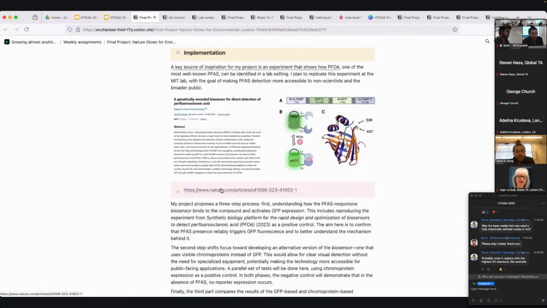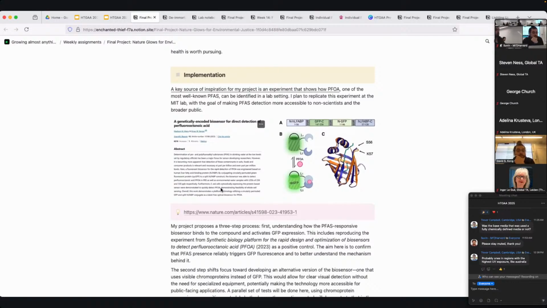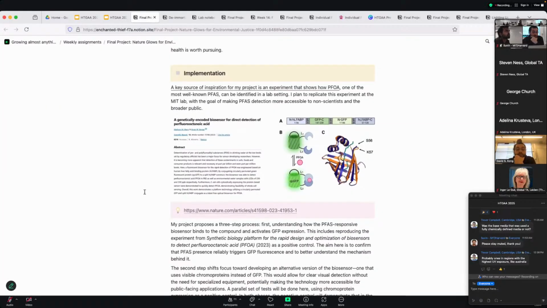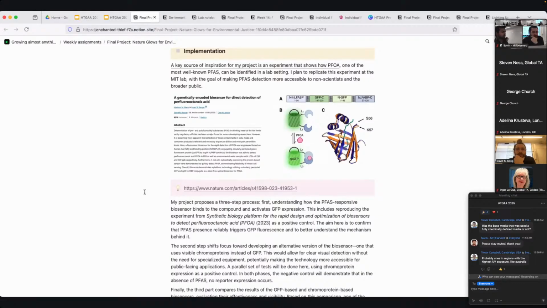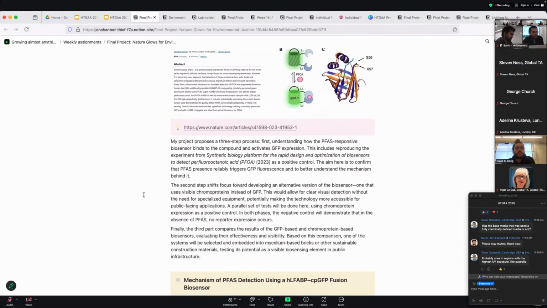But okay, when we go to the implementation stage, a key source of inspiration for my project was an experiment that shows how PFOA, one of the two PFAS that we saw before, can be identified in E. coli. So, this paper talks about how PFAS can be identified.